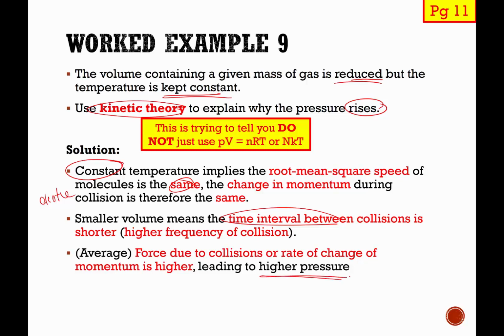Okay, how come the rate of change of momentum is higher? Because recall that in this case, the root mean square speed being the same, the change in momentum is a constant. But the way you find average force is by dividing by the time interval between collisions, which a smaller volume would reduce. And this would end up resulting in a larger average force, and therefore a higher pressure.